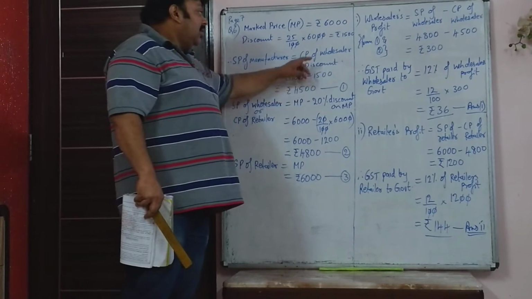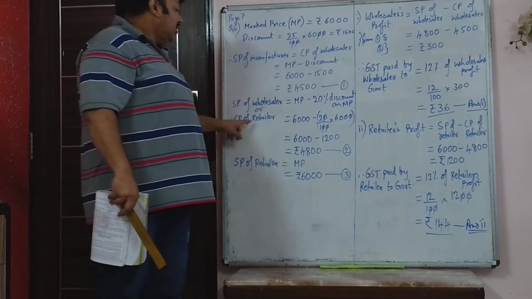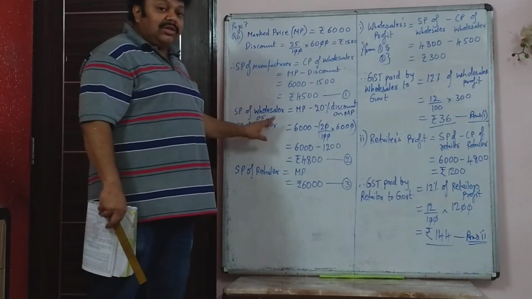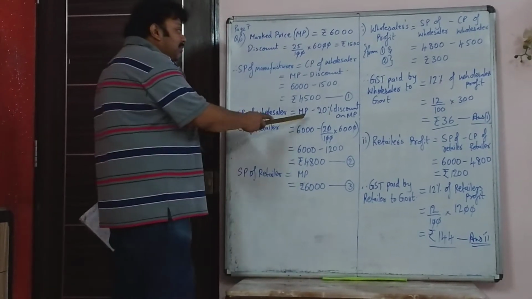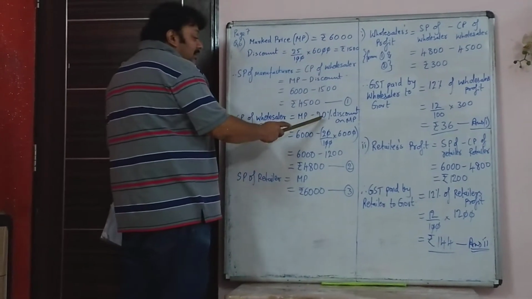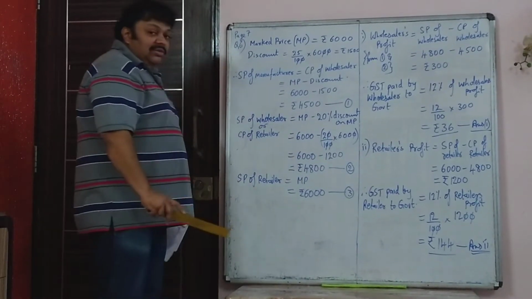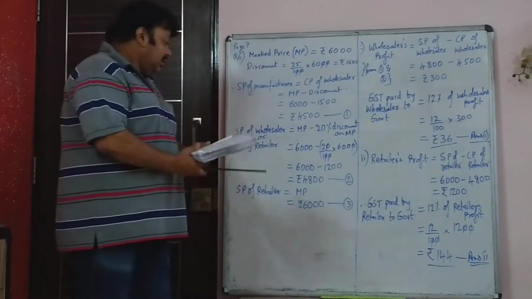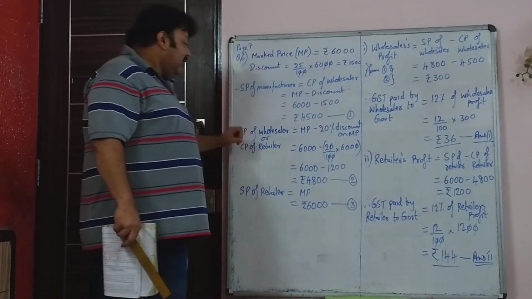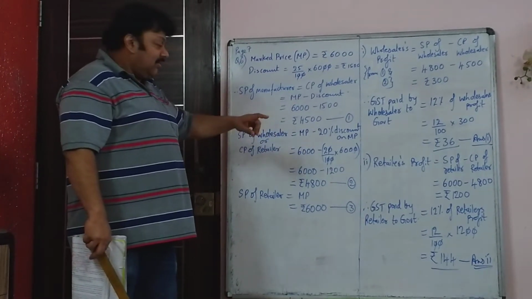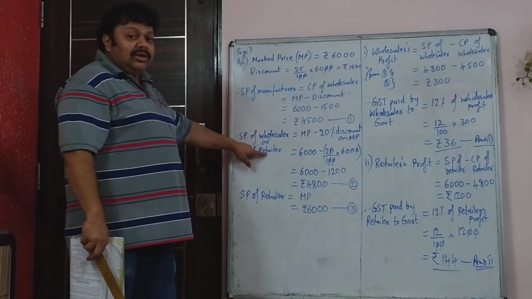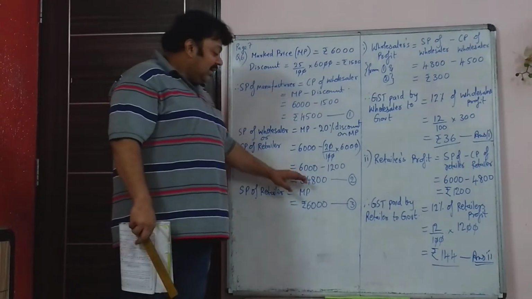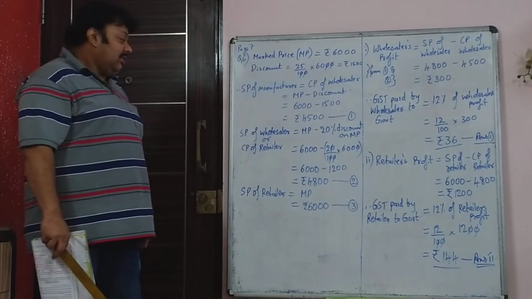So wholesaler is not giving 25% discount. The wholesaler is selling it to retailer. So sale price of wholesaler or cost price of retailer, that's the same. That is mark price 6,000 minus 20% discount on this mark price. So 1,200 rupee discount. So rupees 4,800 is the cost price of retailer, which is also the sale price of wholesaler, because wholesaler is selling it to retailer. So sale price of wholesaler and the cost price of retailer is same, that is rupees 4,800.